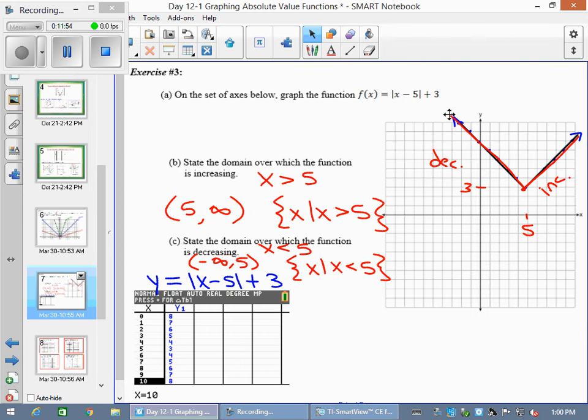Remember, when you're asked a question about increasing or decreasing, you're never including the vertex x value, because at that point you're not going up or going down.